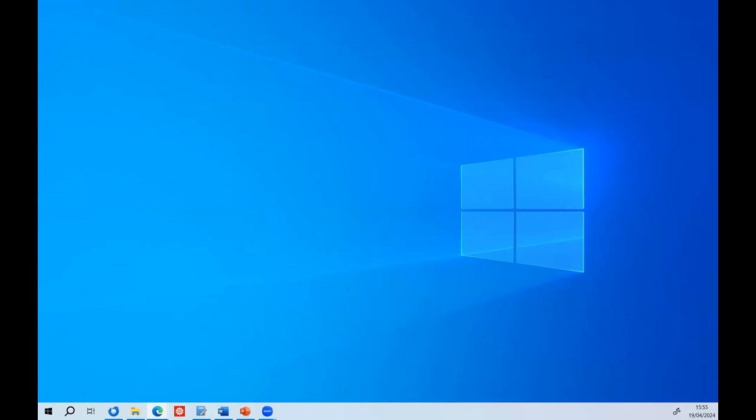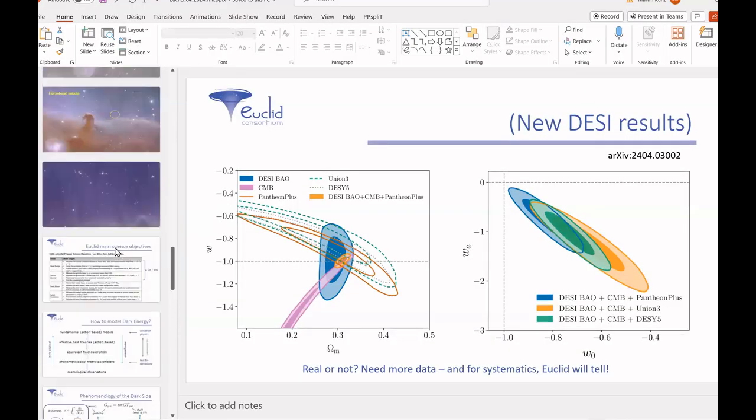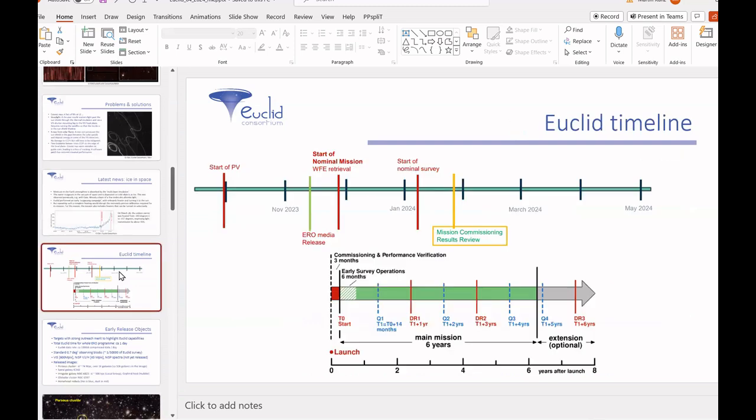Okay, so my question was about the public data release. Is it going to take place in stages? You mentioned it in your presentation at some point, but I didn't see it.